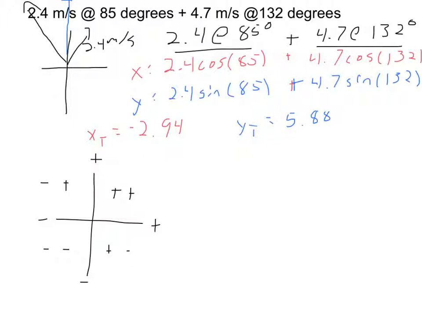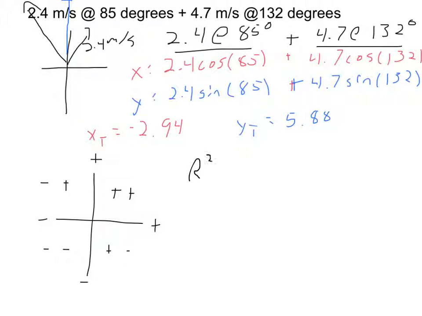What this tells me is I am expecting to find this answer in quadrant 2, because negative x's and positive y's exist in quadrant 2, and when I added and got the resultant components, the x total and the y total, I'm coming out with negative x, positive y. All right, so now I need to actually find the resultant.